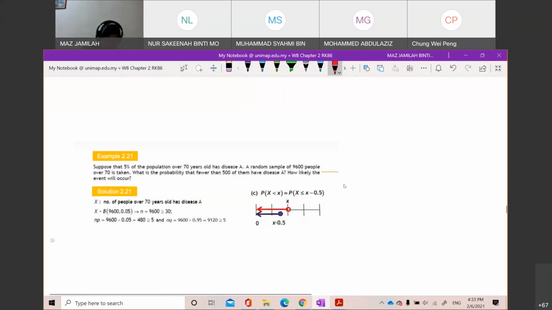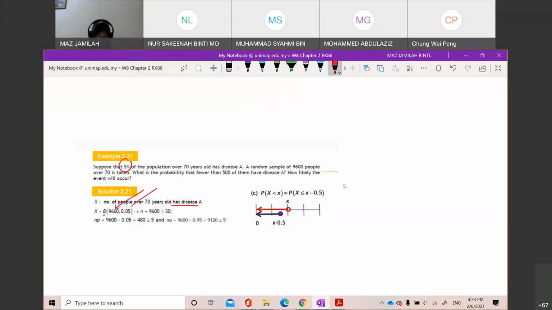Okay, so from your textbook, you can see your random variable X follows a binomial distribution, where X is defined as the number of people over 70 years old with the disease. So in this case, the success is having disease A. Now, how many trials? Because it involves 9,600 people, the number of trials is 9,600, and the probability given is 5%. So the probability of success, having disease A, is 0.05.